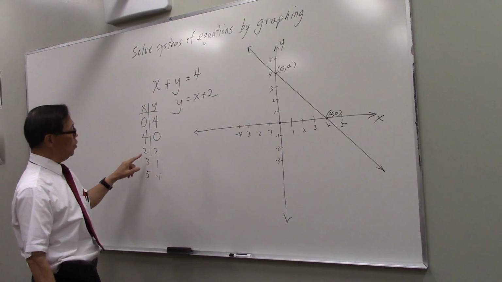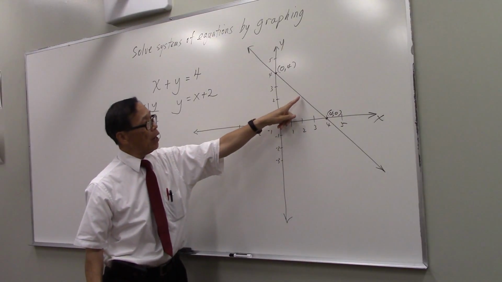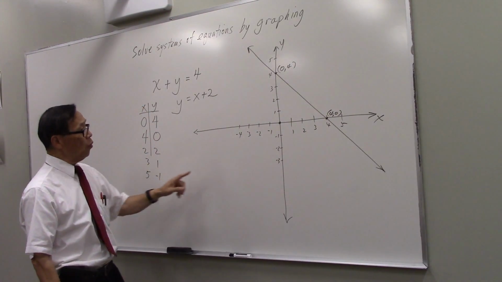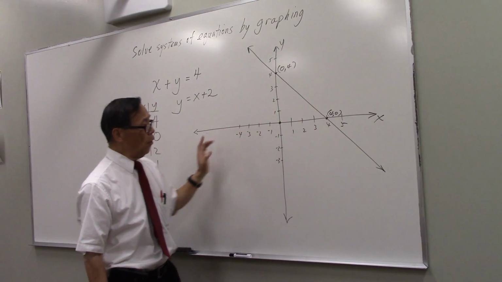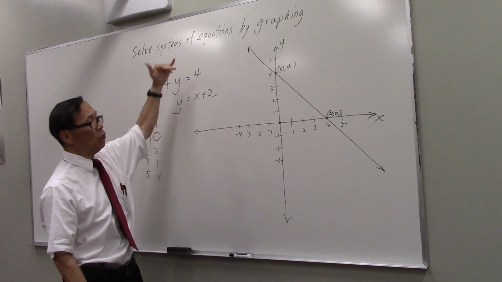As I said, if you were to put 2, 2 in there, it will be right on that line. 3, 1, it will be right on that line. All these points that solve this equation will be on that line.